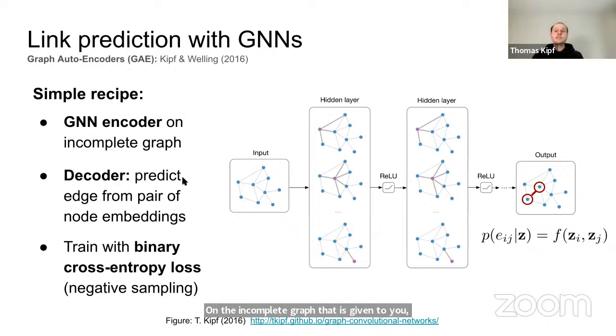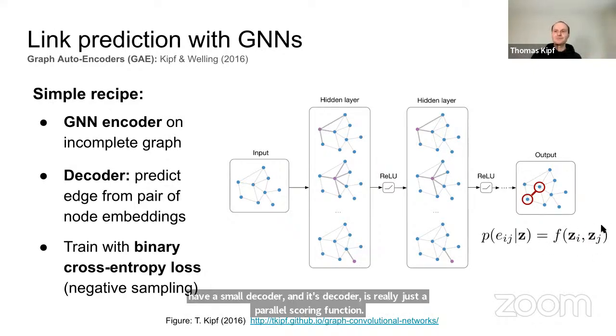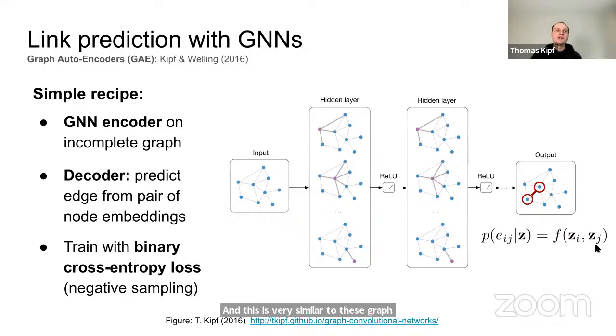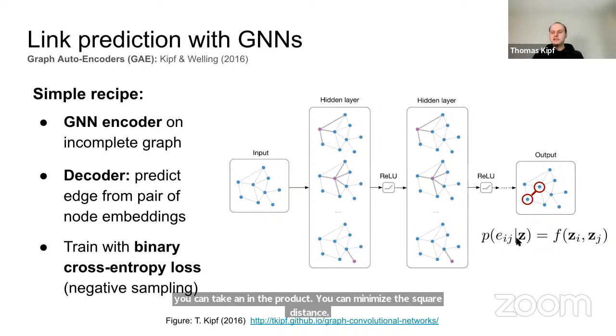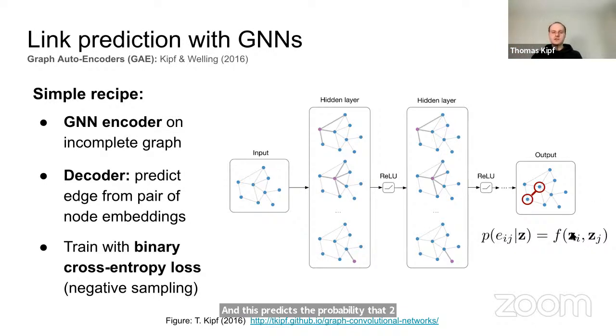And then you have a small decoder. This decoder is really just a pairwise scoring function, which is very similar to the graph representation learning techniques I mentioned in the beginning. You have a lot of design choices here. You can take an inner product. You can minimize the squared distance. And this predicts the probability that 2 nodes are connected given the scoring function. We trained this with a simple binary cross entropy loss. We also used negative sampling here, all these nice tricks from the graph representation learning literature. And it turned out this works really well.